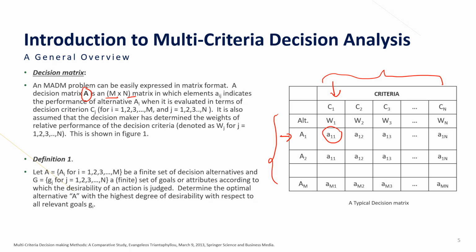As mentioned earlier, we have the weight relative to the performance of the decision criteria. We denote it as W. W will be multiplied by a_ij to see how this weight affects the decision criteria value, the performance, here.